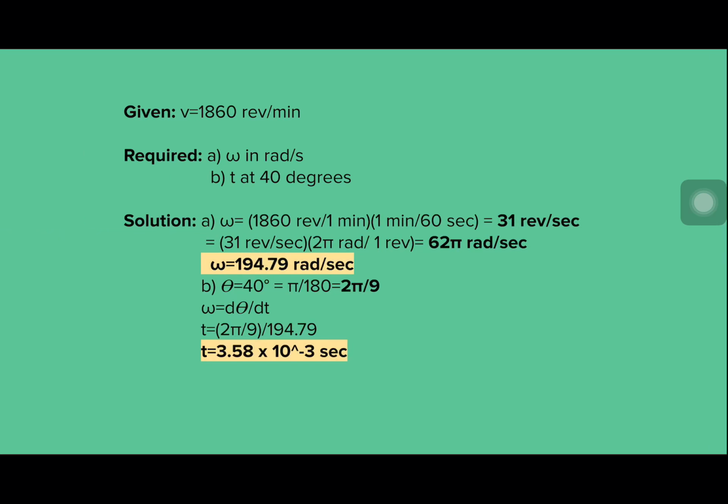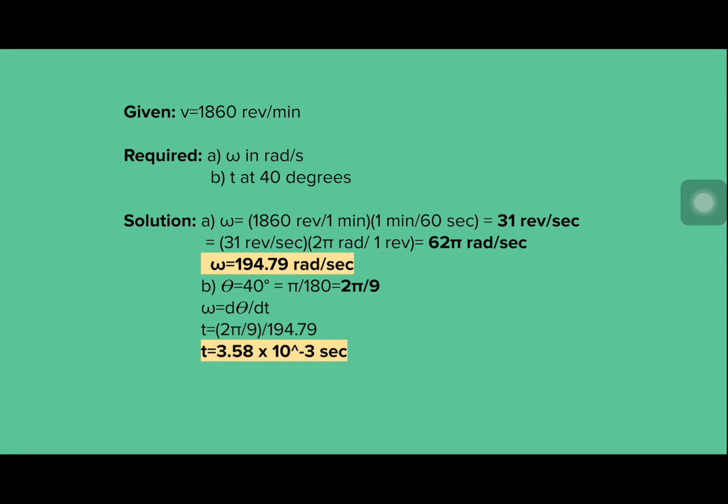Next we have to cancel the revolutions and replace them with radians. To do this, we multiply by 2 pi radians over 1 revolution, which gives us 62 pi radians per second. If we multiply that out, we get our final answer of angular velocity, or omega, equals 194.79 radians per second.